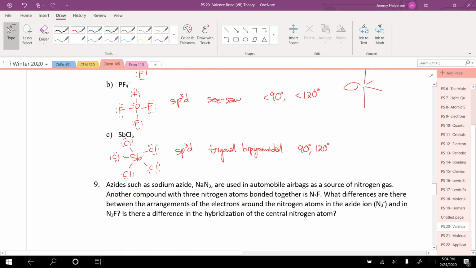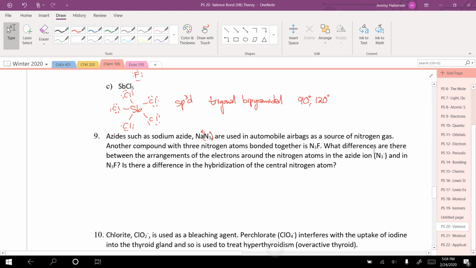All right, good job. Azides of sodium, such as sodium azide, NaN3, are used in automobile airbags as a source of nitrogen gas. Another compound with 3 nitrogen atoms bonded together is N3F. What differences are there between the arrangement of the electrons found around the nitrogen atoms in the azide ion and in NF3? So the Na is just Na plus that's stuck on an N3 minus, right? So they're just talking about the N3 minus. And in NF3, is there a difference in the hybridization of the central nitrogen atom?